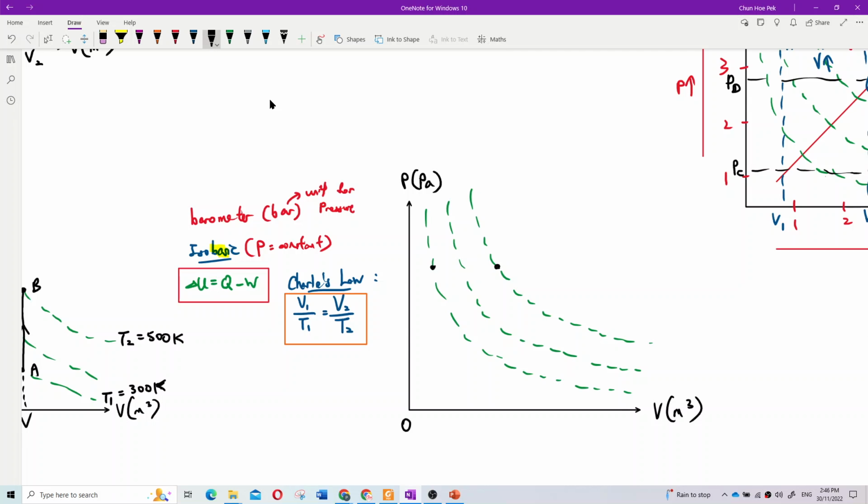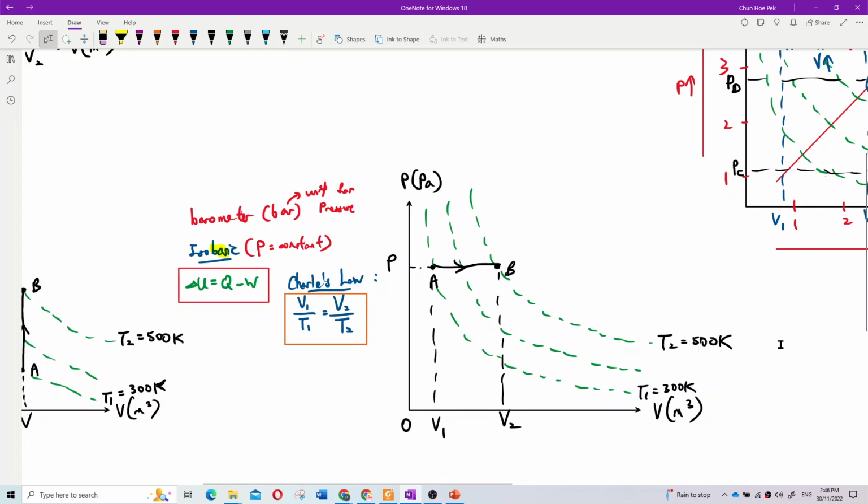The process also can be going to the left, not necessarily going to the right. But for this example, I put it going to the right first. Okay, for this one is constant pressure. And then we have changes in volume, V1 and V2. Temperature 1 is 300 Kelvin, and temperature 2 over here is 500 Kelvin. This temperature can be any value, I just put assumption values only. Okay, that's for our Charles law.